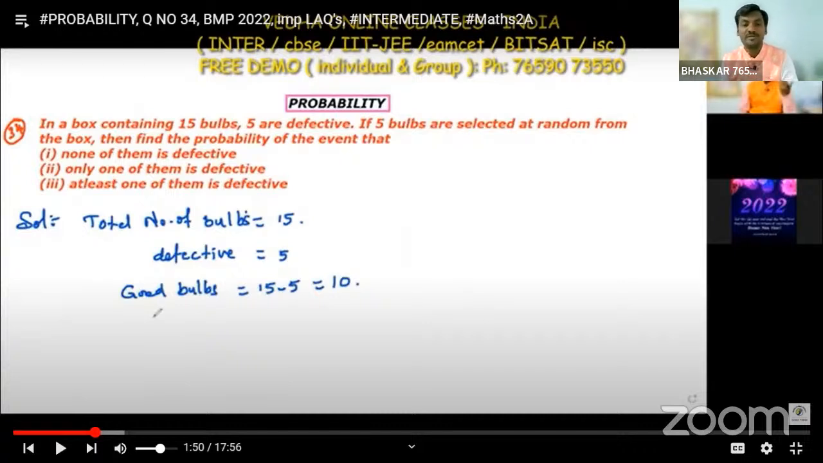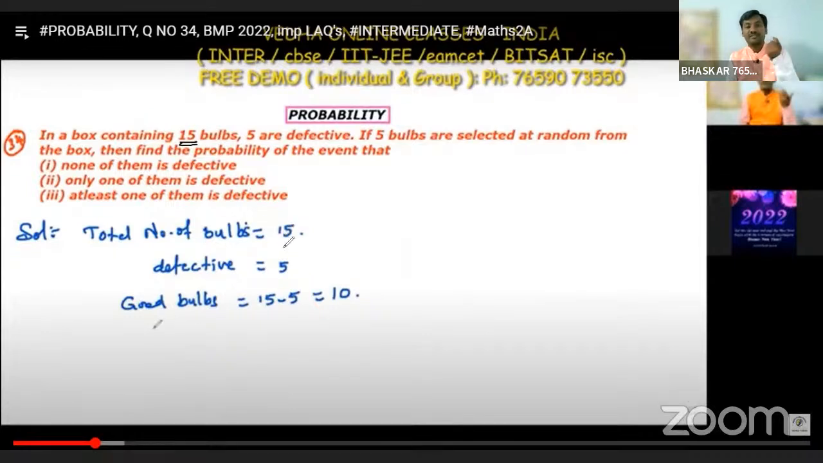How many bulbs are given here? Total 15 bulbs are given. In that 15 bulbs, how many defective bulbs are there? 5 defective bulbs. How many non-defective, good bulbs? Non-defective bulbs are 15 minus 5 is equal to 10. So 10 are non-defective bulbs.